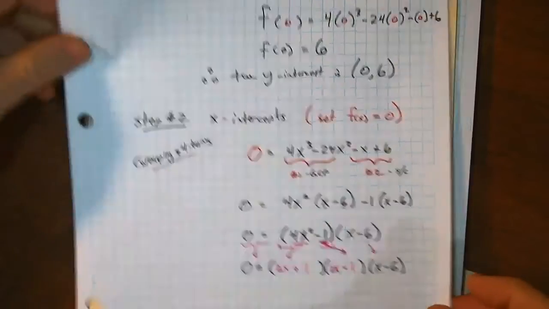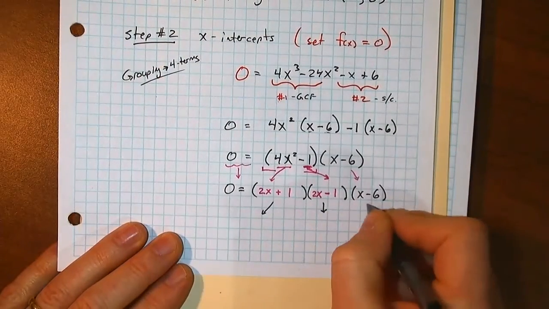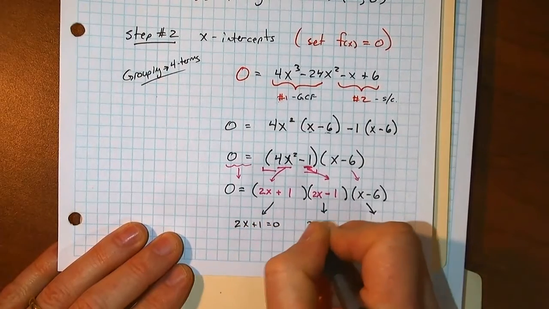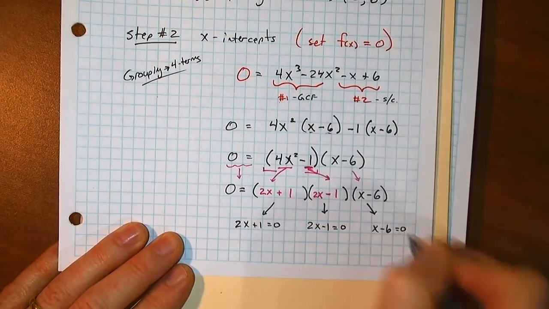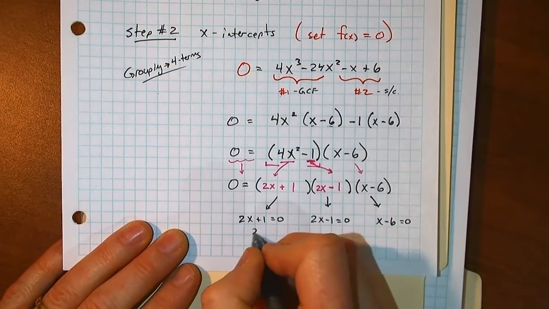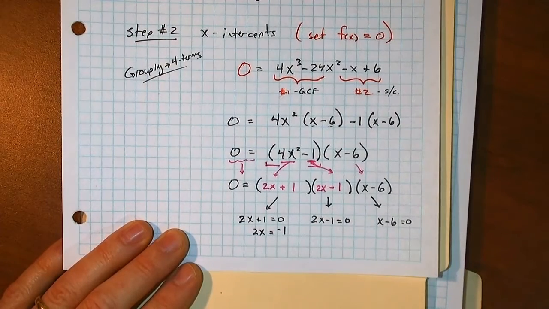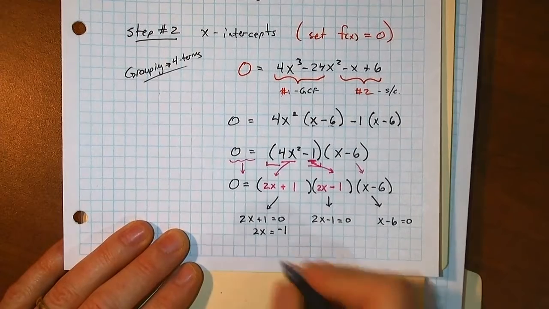Once I get a complete factorization, I set each of those equal to 0, and I solve. And then at that point, I will have my x-intercepts. So in this case, for my first factor, if I set that equal to 0, I'll subtract 1 from both sides. Since I'm running out of room, I'm just going to say what I'm doing and write down the answer. I hope you don't mind that I'm not showing work there. And then I'm going to divide both sides by 2.